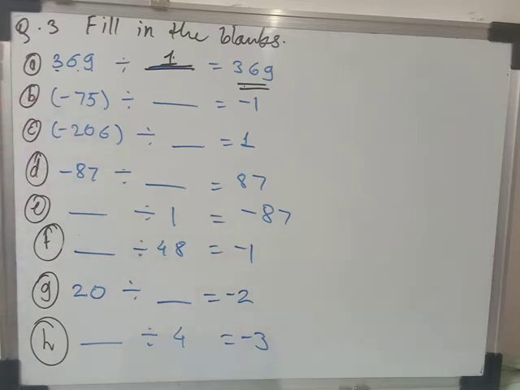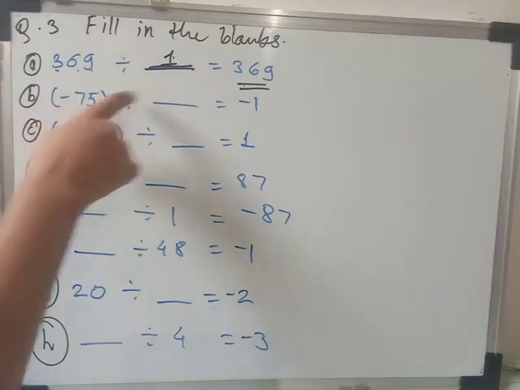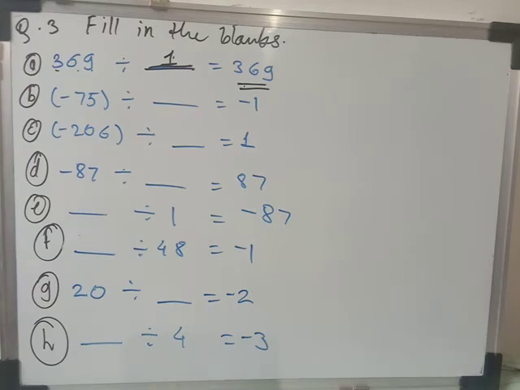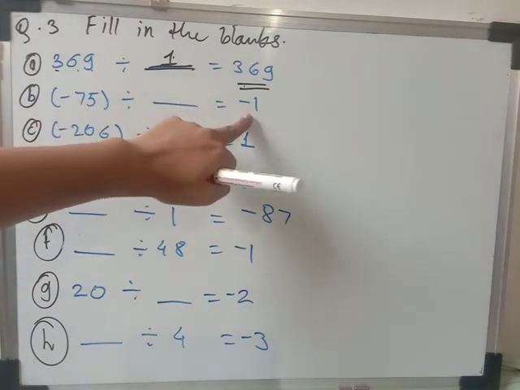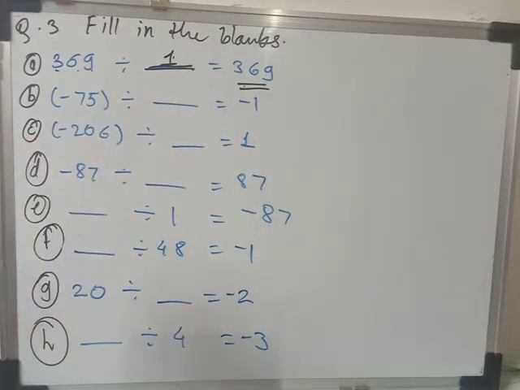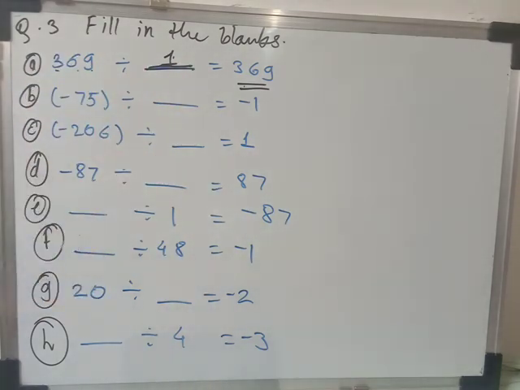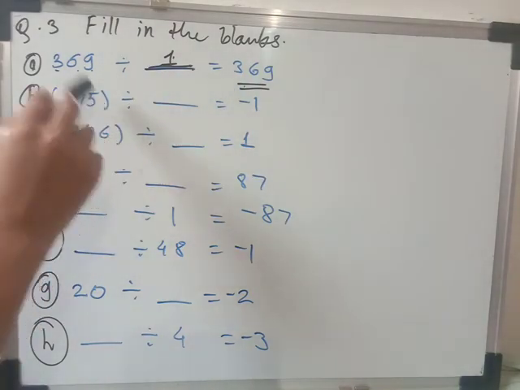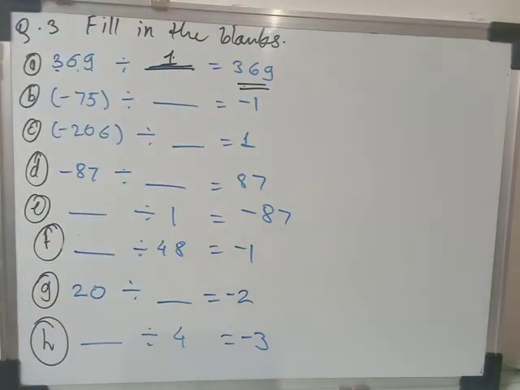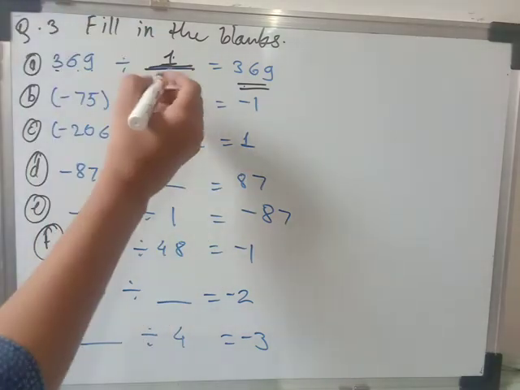Now B is minus 75 divided by blank is equal to 1. Which number should we divide minus 75 by to get 1? You have to remember that when we get a negative quotient, and one integer is negative, the second integer has to be positive, because with one positive and one negative integer the quotient is negative. Which number, if we divide 75 by it, gives 1? It is the number itself. Only when a number is divided by itself do we get 1. So that is 75 only.